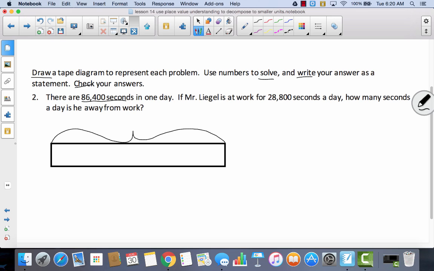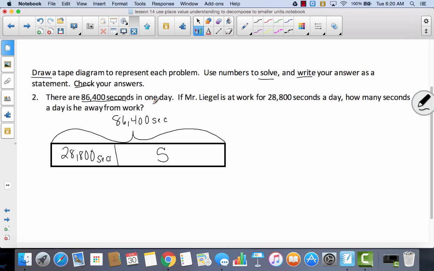So we've got 86,400 seconds. And I'm going to go ahead and label this seconds. So it says that Mr. Legal is at work for 28,800 seconds a day. And we're trying to figure out how many seconds he's away from work. So I'm going to label this S for seconds. You could label it whatever you wanted to.